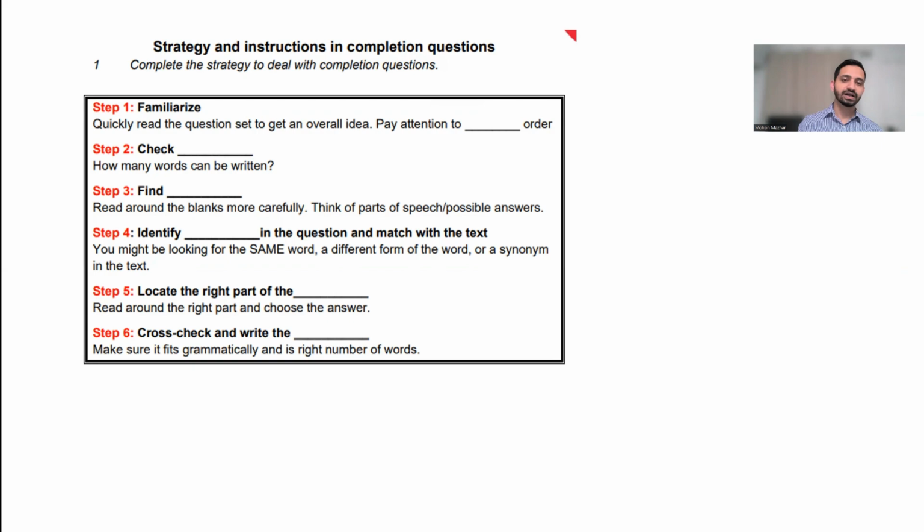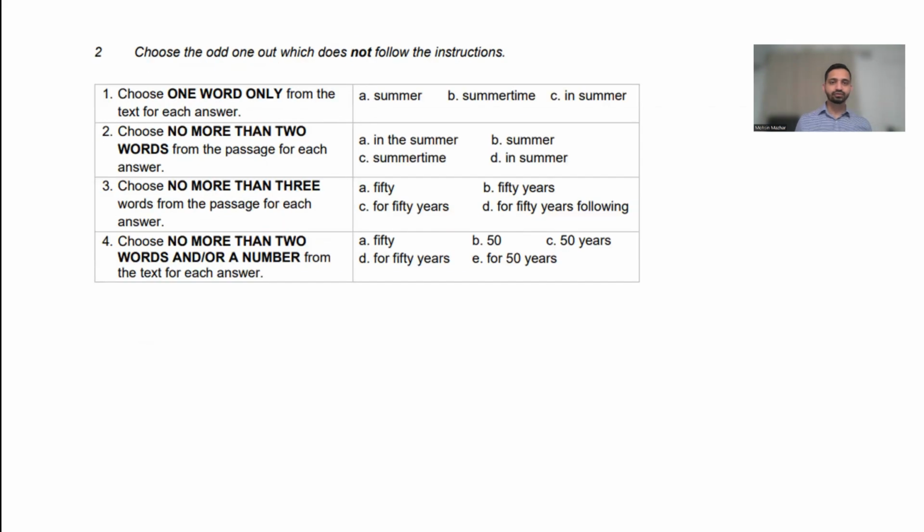Step number 4, identify the keywords in the question and match them to the text. You might be looking for the same word, a different form of the word, or a synonym in the text. Write down the answer there. Step number 5, locate the right part of the text, read around it and choose the correct answer. Step 6, cross-check and write the answer. Make sure it fits grammatically and has the right number of words. So these are the steps. This is the methodology of following all the steps, step by step, and that's how you will get the right answer. Let's do another activity here.